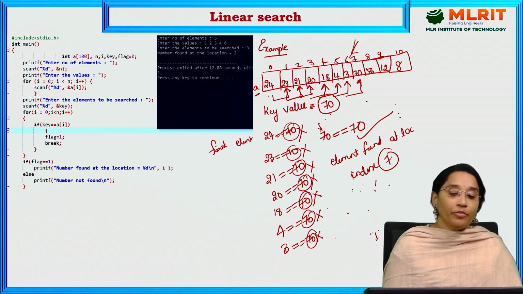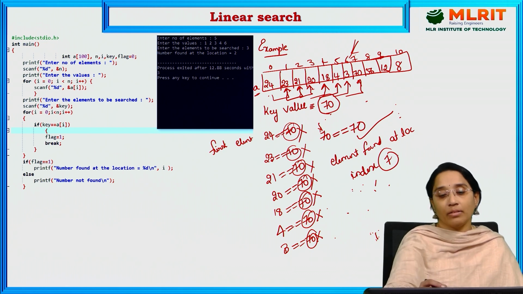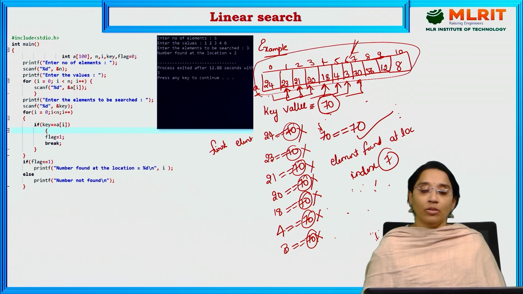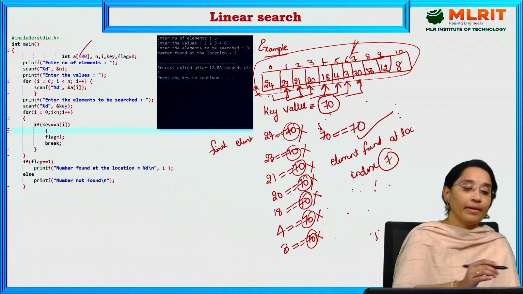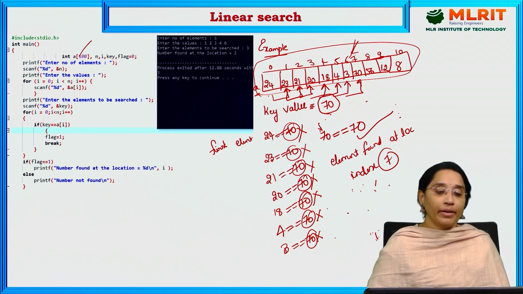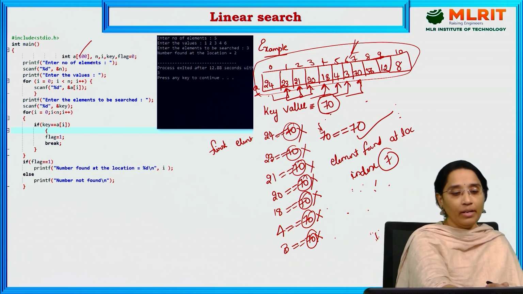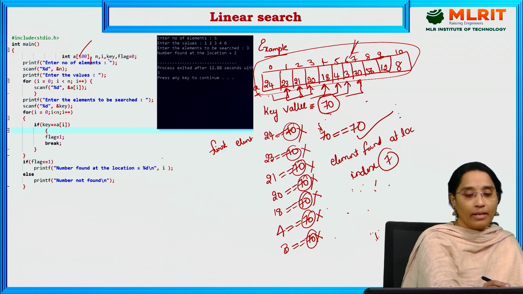So if we have to write a program for this, how will you write it? First you need to declare the array. So here the declaration of the array was done. int a[100], and the number of elements you will enter in the array we will take at runtime, so it is n. int a[100], n, i, key, flag = 0.